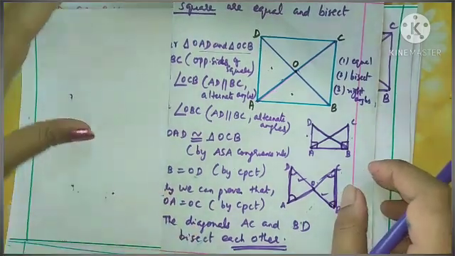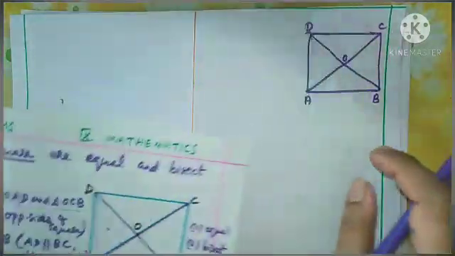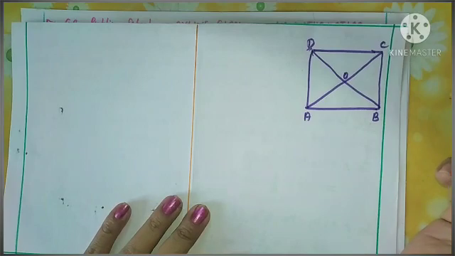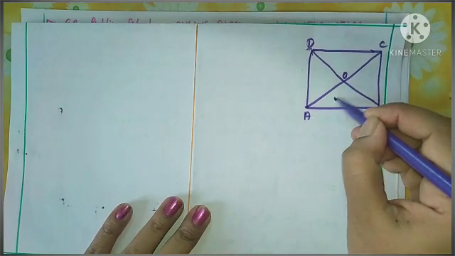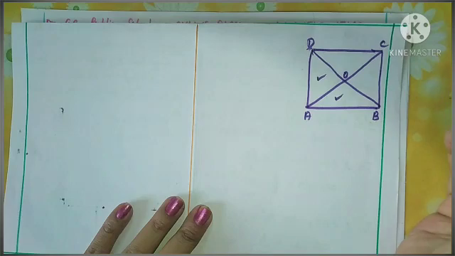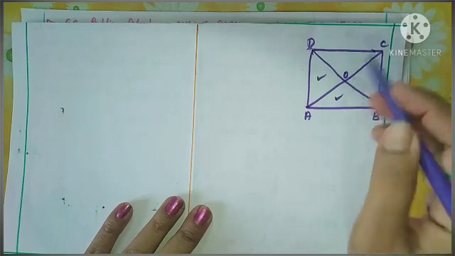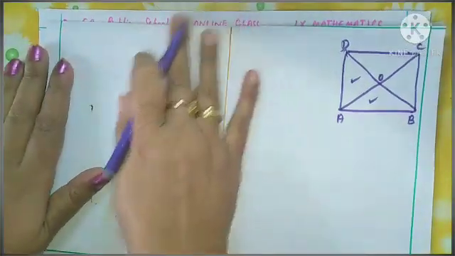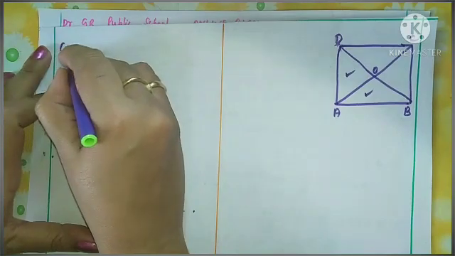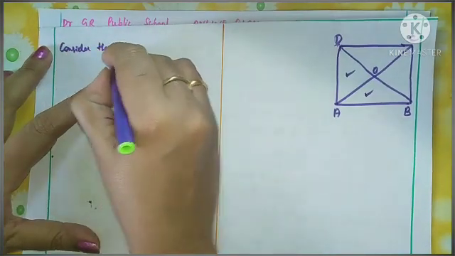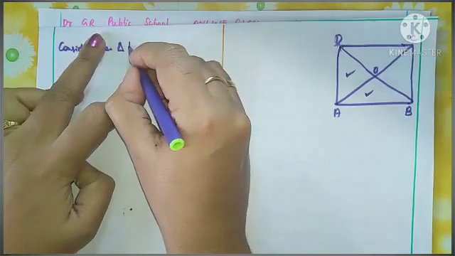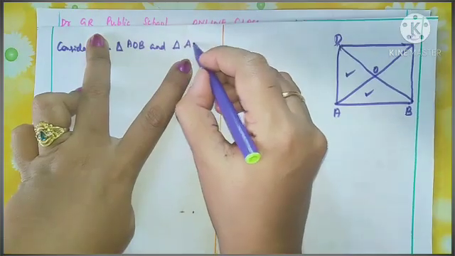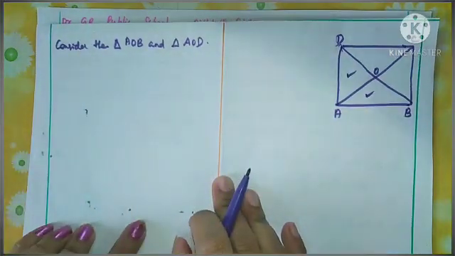So what is the thing we are going to do? All of you listen. Yes. So I just draw the figure again. ABCD. So which two triangles are we going to take now? This AOB triangle and this AOD triangle. Understand? And we are again applying the congruence property. So this is the last part of this answer. Consider the triangles AOB and triangle AOD. So these two triangles we are considering.